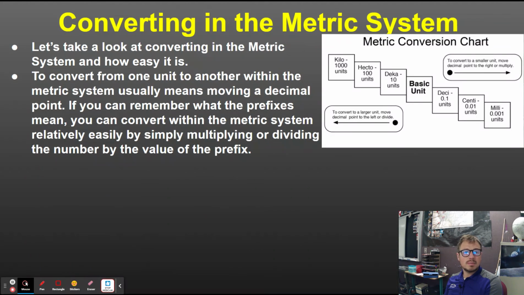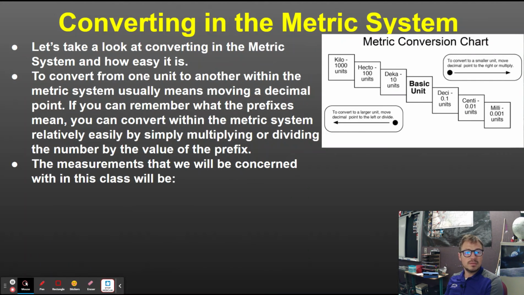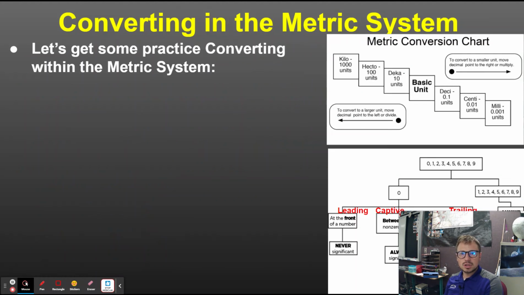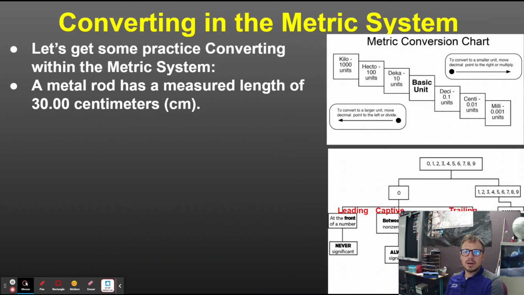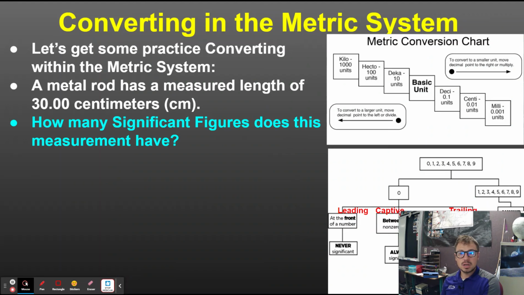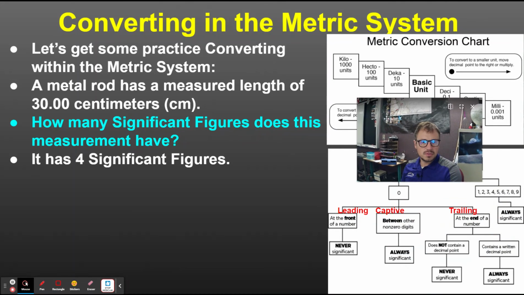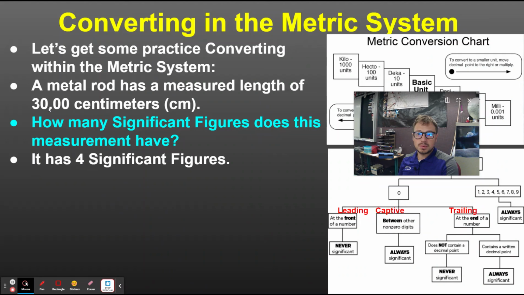So when we convert within the metric system, it's real easy. All you have to do is just move the decimal point. So you start at whatever prefix, and move the decimal point that many spots. So if we're looking at a metal rod, right? A metal rod has a measured length of 30.00 centimeters. Well, how many significant figures does that rod have? Well, it's 4 significant figures. Trailing zeros are only significant if there is a decimal point. There is a decimal point. So all of these are significant.